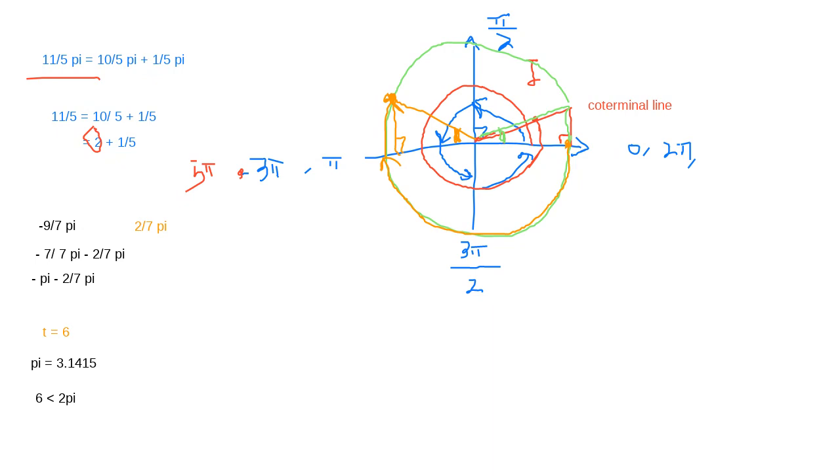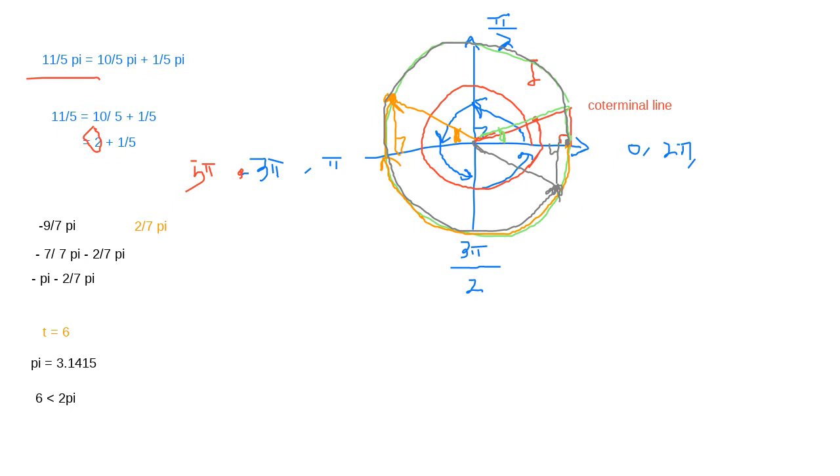So let me change the color. I start from the 0 point. Because the 6 is positive, I go counterclockwise along this unit circle. It's almost 2 pi, but a little bit less than 2 pi. So it ends somewhere here. That's the point. So I need to draw the triangle. I connect this point with my origin, then I drop a perpendicular line to the x-axis. So I see this triangle. I work with this triangle.